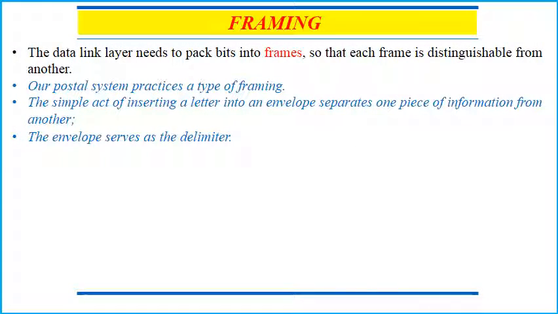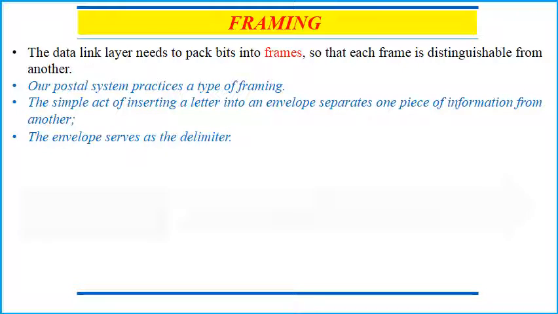Framing is a process of encapsulation of bits. The data link layer needs to pack bits into frames so that each frame is distinguishable from another. For example, our postal system practices a type of framing. The simple act of inserting a letter into an envelope separates one piece of information from the other. Also, we will have an exact pin code for each and every envelope which we are sending. Here, the envelope serves as a delimiter.